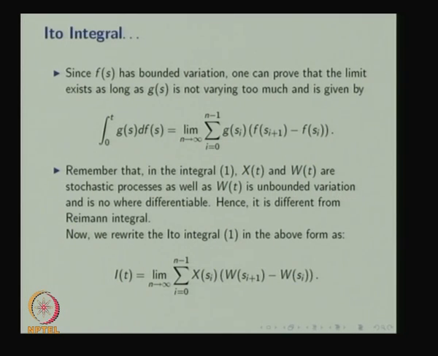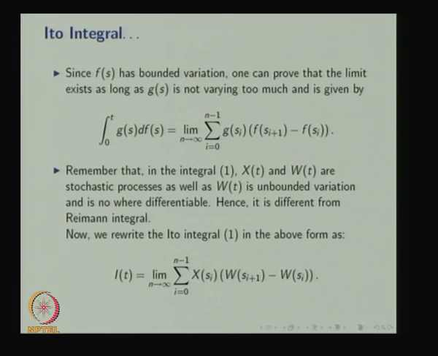Whereas in the Riemann integral which we have discussed, f of s is differentiable, and later we discuss that f of s is of bounded variation. Whereas in the Ito integral, W_t is of unbounded variation as well as nowhere differentiable. Hence, it is different from the Riemann integral. In the Riemann integral, the integration is with respect to a function which is of bounded variation and differentiable, whereas in the Ito integral it is of unbounded variation and nowhere differentiable.